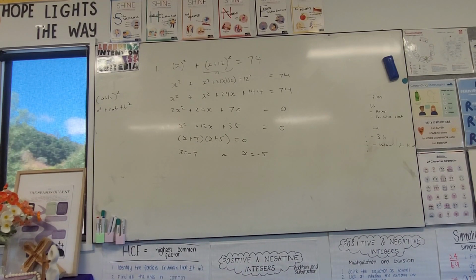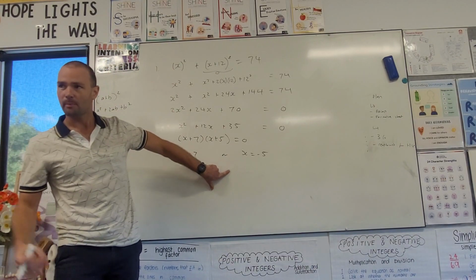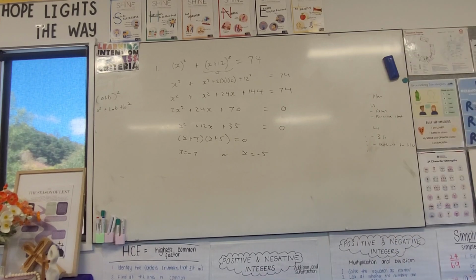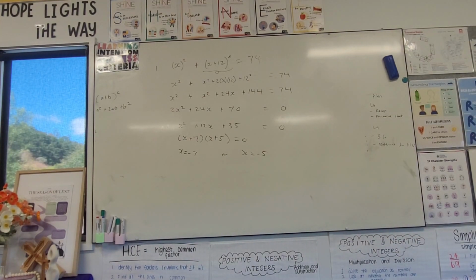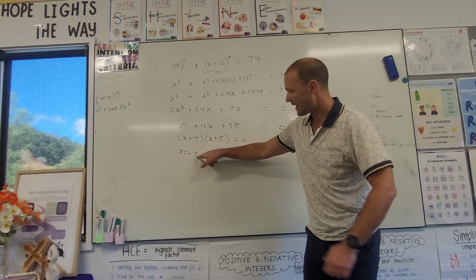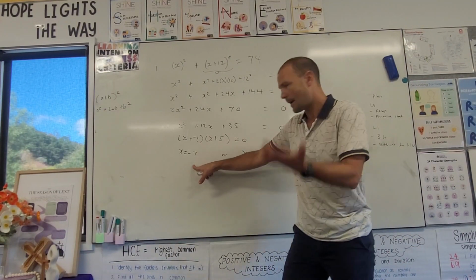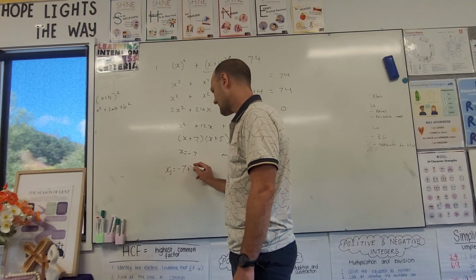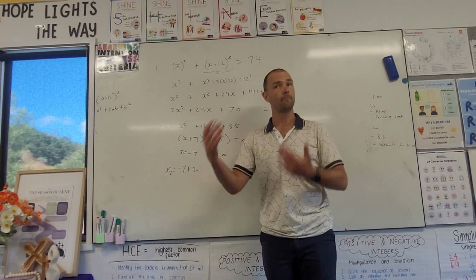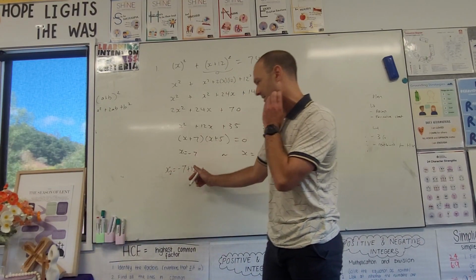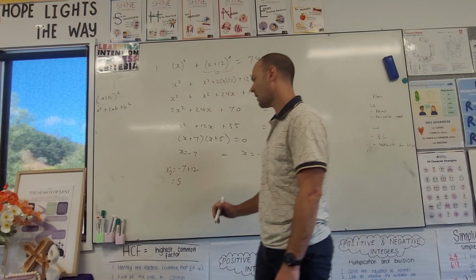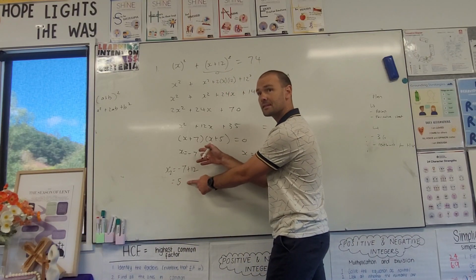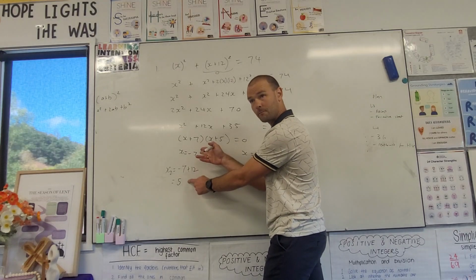Okay, now we need to answer the question. We developed the equation, we solved the equation, but now we need to answer the question. The question is, two numbers differ by 12. Find the numbers. So, if the number is minus 7, then the other number is going to be minus, so we can call that x1, x2. The other number is going to be minus 7 plus 12. They differ by 12. So we can have minus 7 or positive 5. All right? Those numbers differ by 12. There's 12 difference between them.